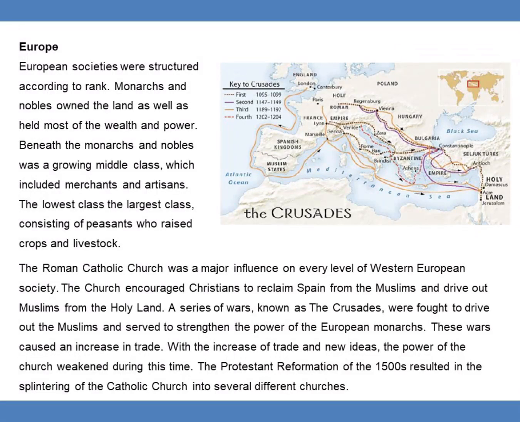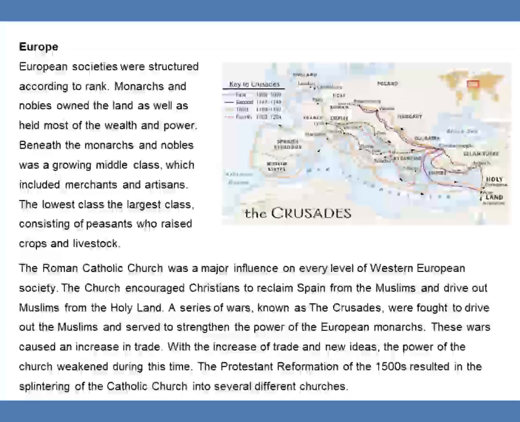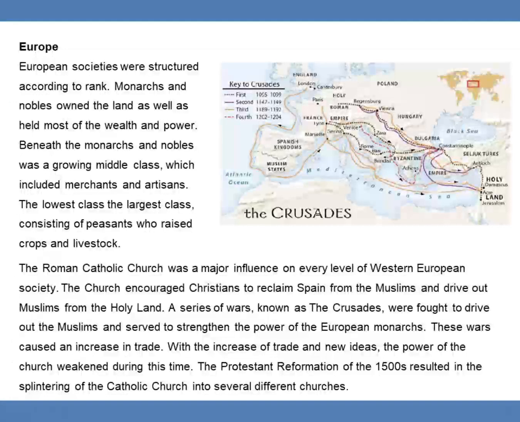The Roman Catholic Church was a major influence on every level of Western European society. The Church encouraged Christians to reclaim Spain from the Muslims and drive out Muslims from the Holy Land. A series of wars known as the Crusades were fought to drive out the Muslims and served to strengthen the power of the European monarchs.